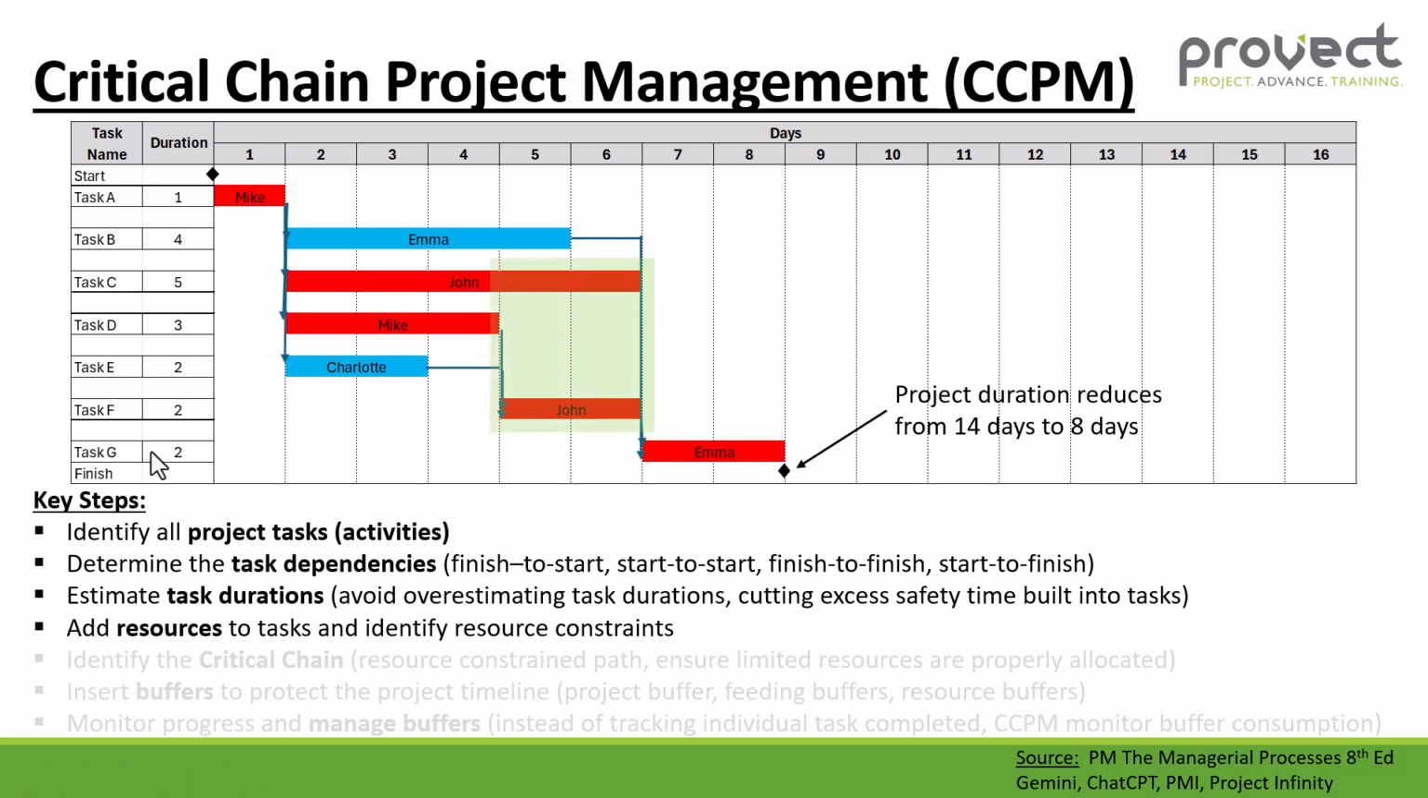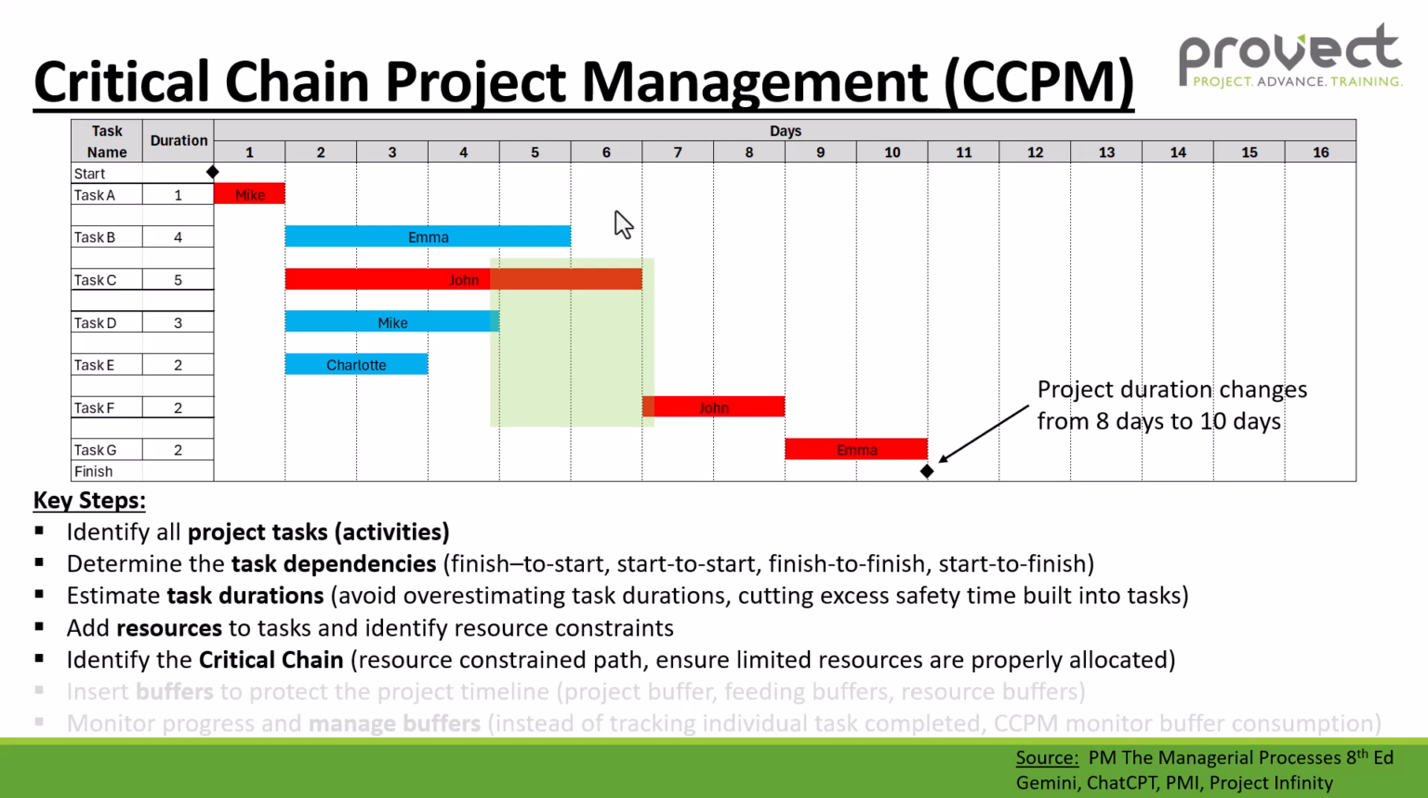And we've identified that there's a resource constraint on task C and F. So John is working on task C and F during day 5 and day 6. So we need to remove that resource constraint. So if we remove that, the project duration now changes from 8 days to 10 days. And we've now created our critical chain, which is task A, C, F, and G. So that's our critical chain.